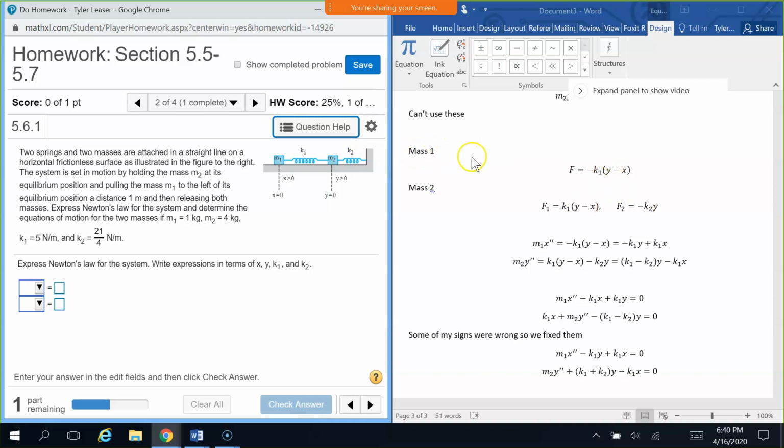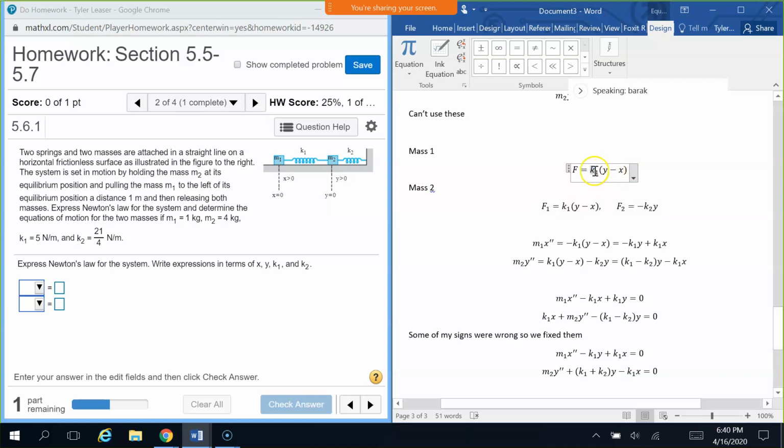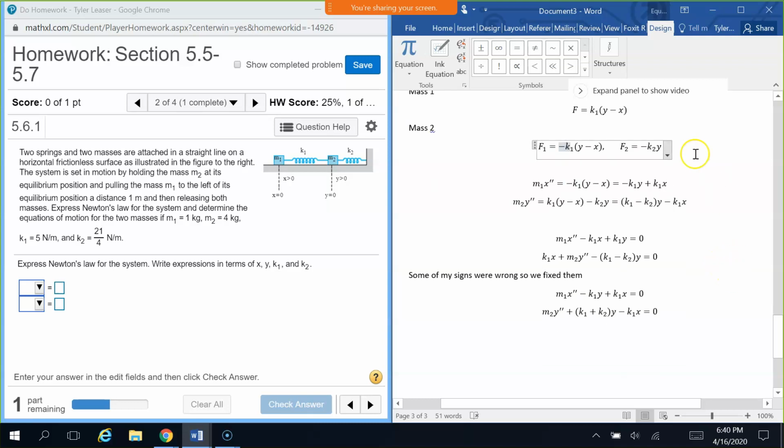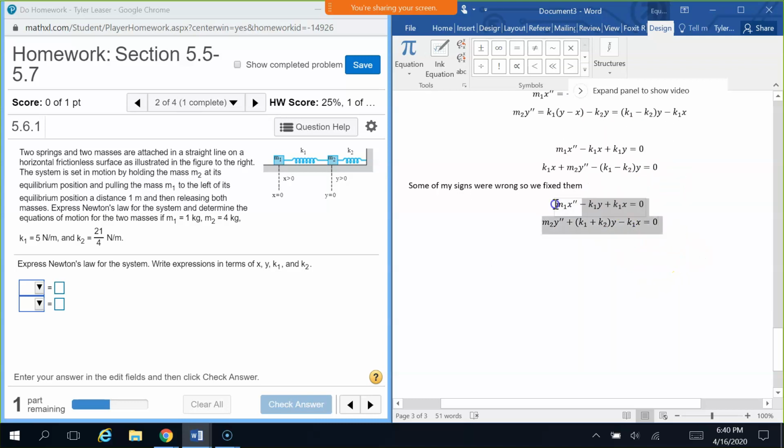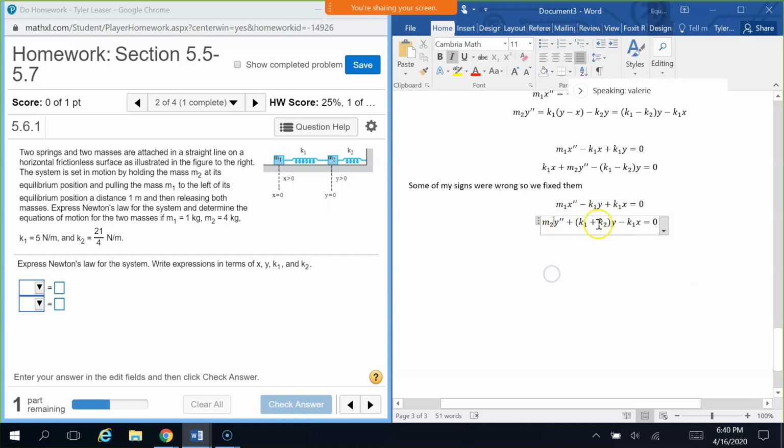So for mass 1, this should be a positive force acting on mass 1 from this first spring. The reason is that usually the y minus x value will tell you if it's compressing or stretching out. And these are backwards as well. So this one should be negative, k1(y minus x), and this one should also be negative, k2y. After plugging those in, we're here. Is that explanation enough so that we can just solve the equations?